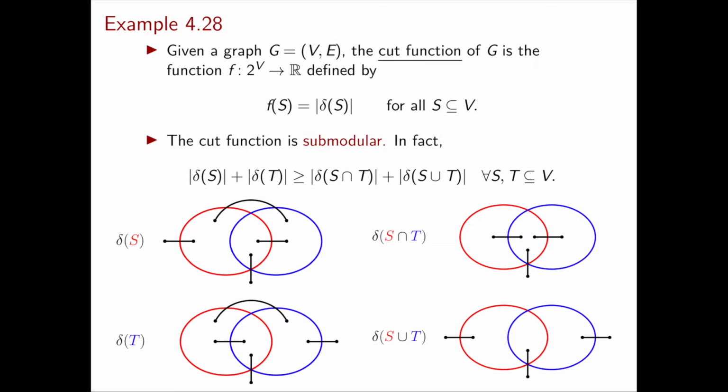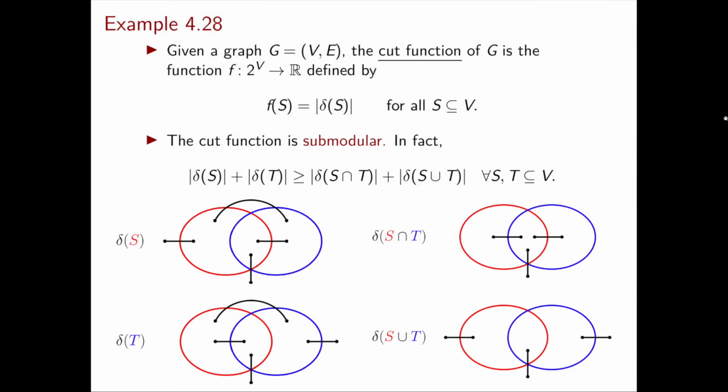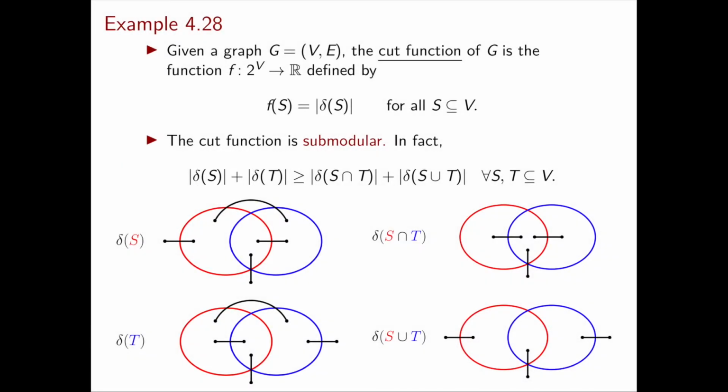Good, so it's perfect. The last case we have to look at is delta of S union T. Here the edges can have one end in S intersected T, S minus T, or T minus S, and then they must just go outside. Good, so now on the left we have delta of S and delta of T. Remember, we have to look at the sum of these cardinalities.